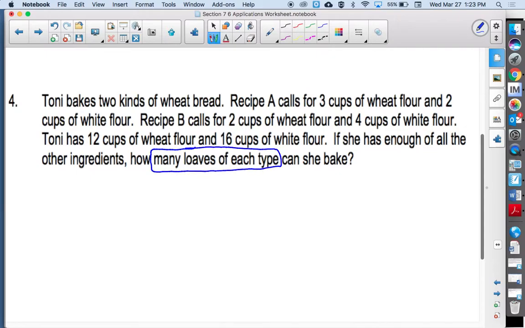When you look, if you're not sure how to define your variables, look at the last part, that usually explains what you're trying to solve for. So we're trying to figure out how many loaves of recipe A and how many loaves of recipe B we're supposed to be able to bake. I used A and B just because A and B were in the information. You don't have to use A and B, but sometimes I like using the letters that are in the problem when I define my variables. So A is the number of loaves for recipe A. B would be the number of loaves that we can bake with recipe B.